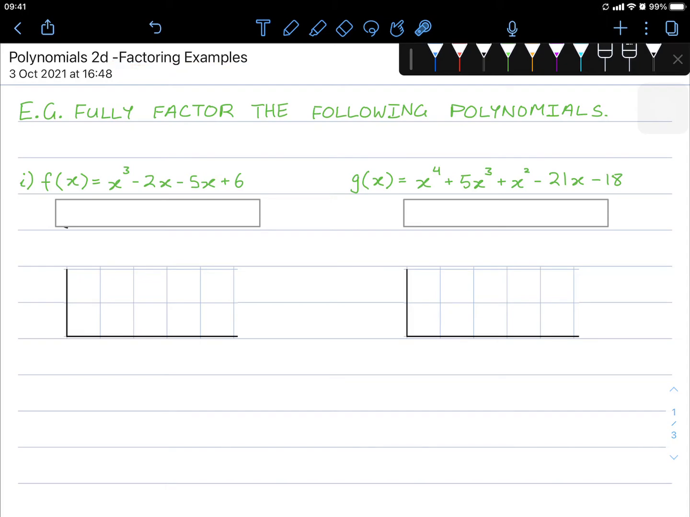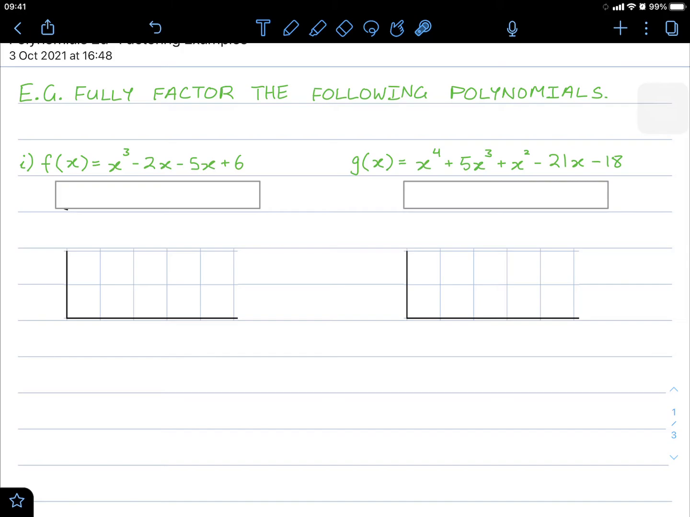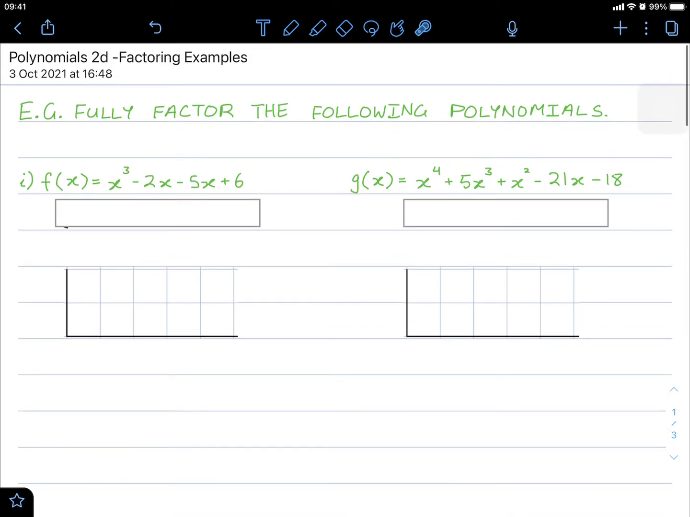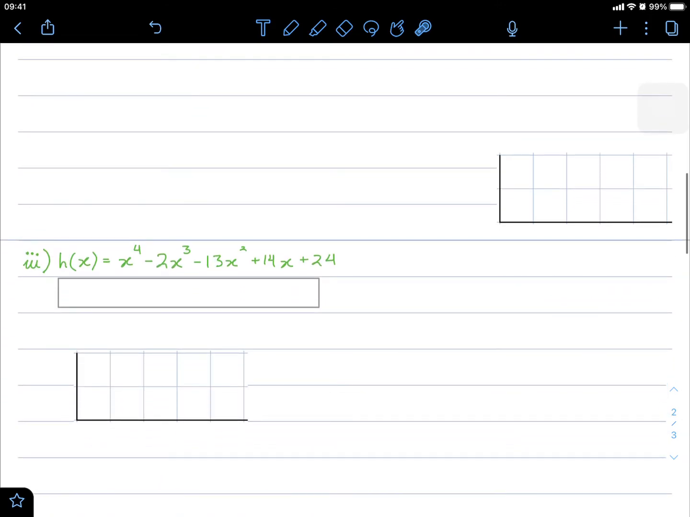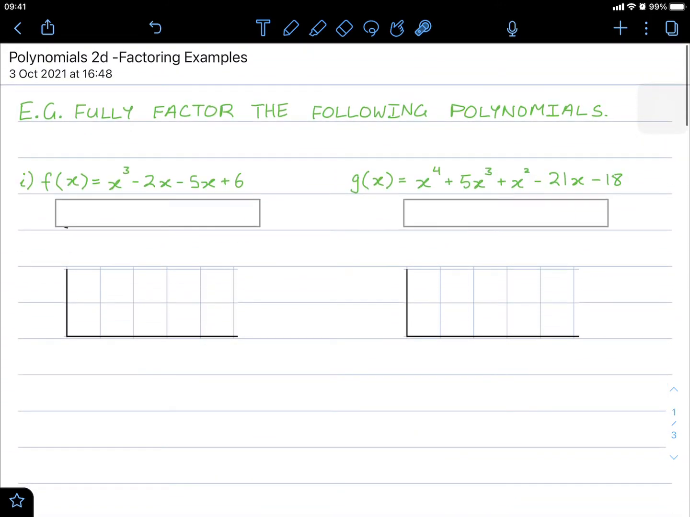You can pause the video and give these a go yourself, just going from what you've seen in the previous video. So we have 3 examples: 1, 2, and the third one is here. So at any time you can pause the video and give this a go yourself.